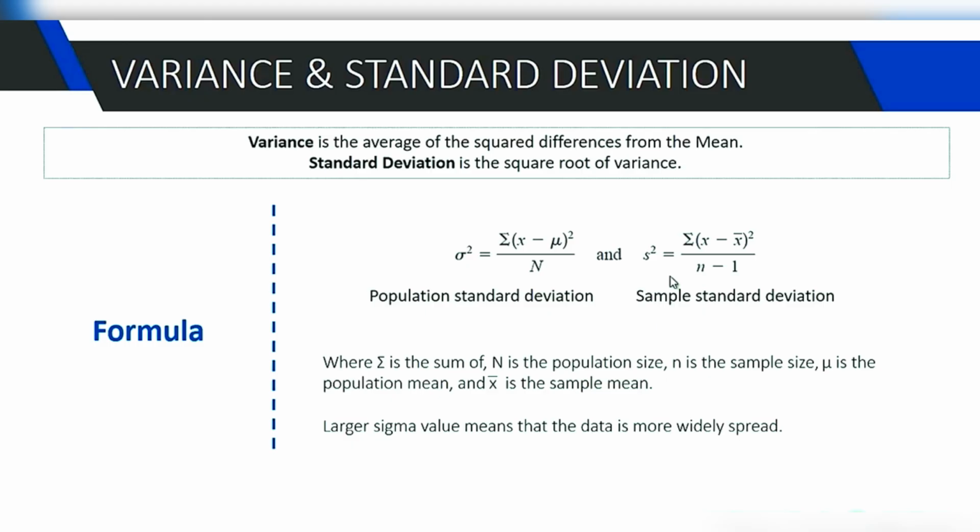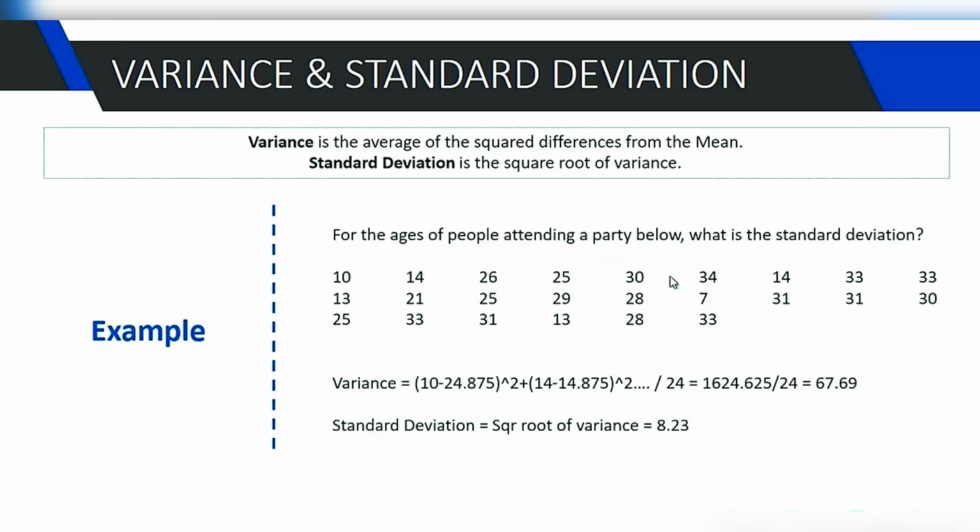You could probably imagine that larger sigma value means data is more widely distributed. So let's calculate the standard deviation for this data. First we have to calculate the mean. Mean for this data comes out to 24.875.